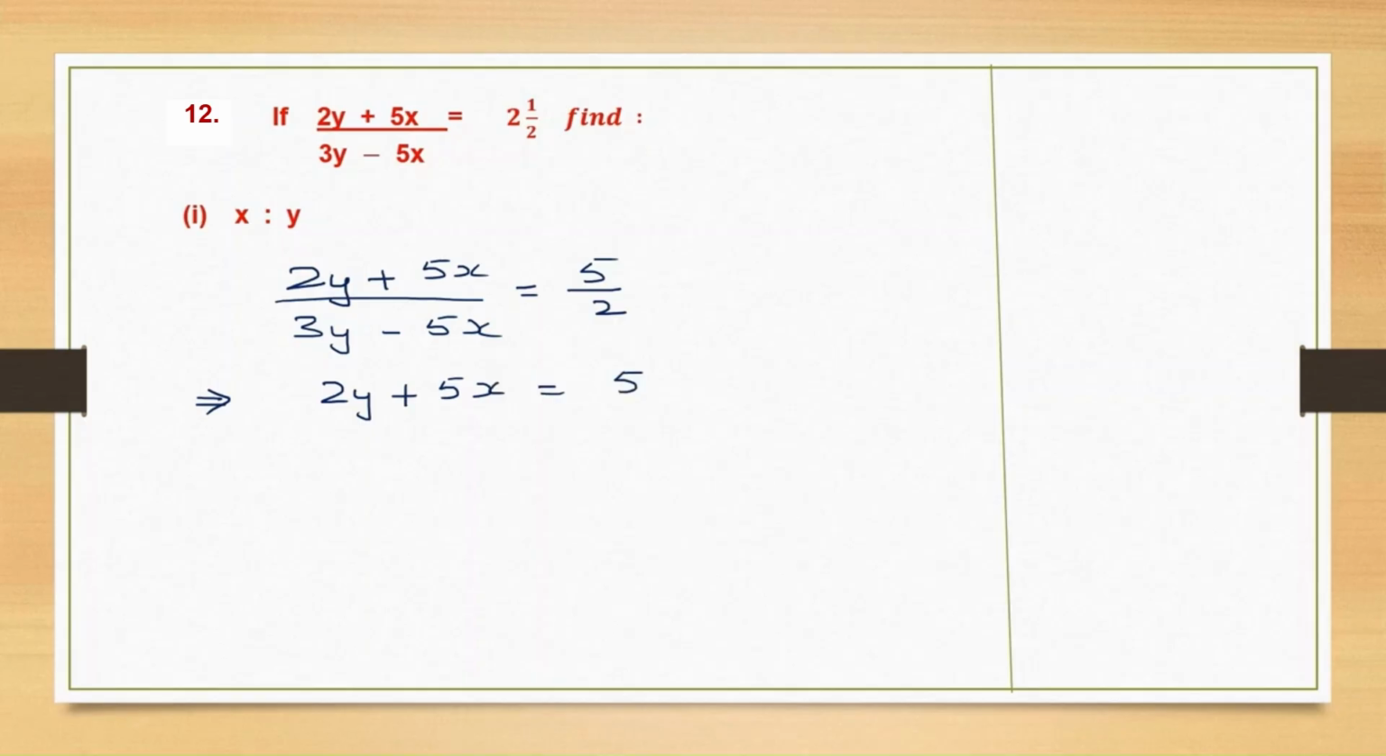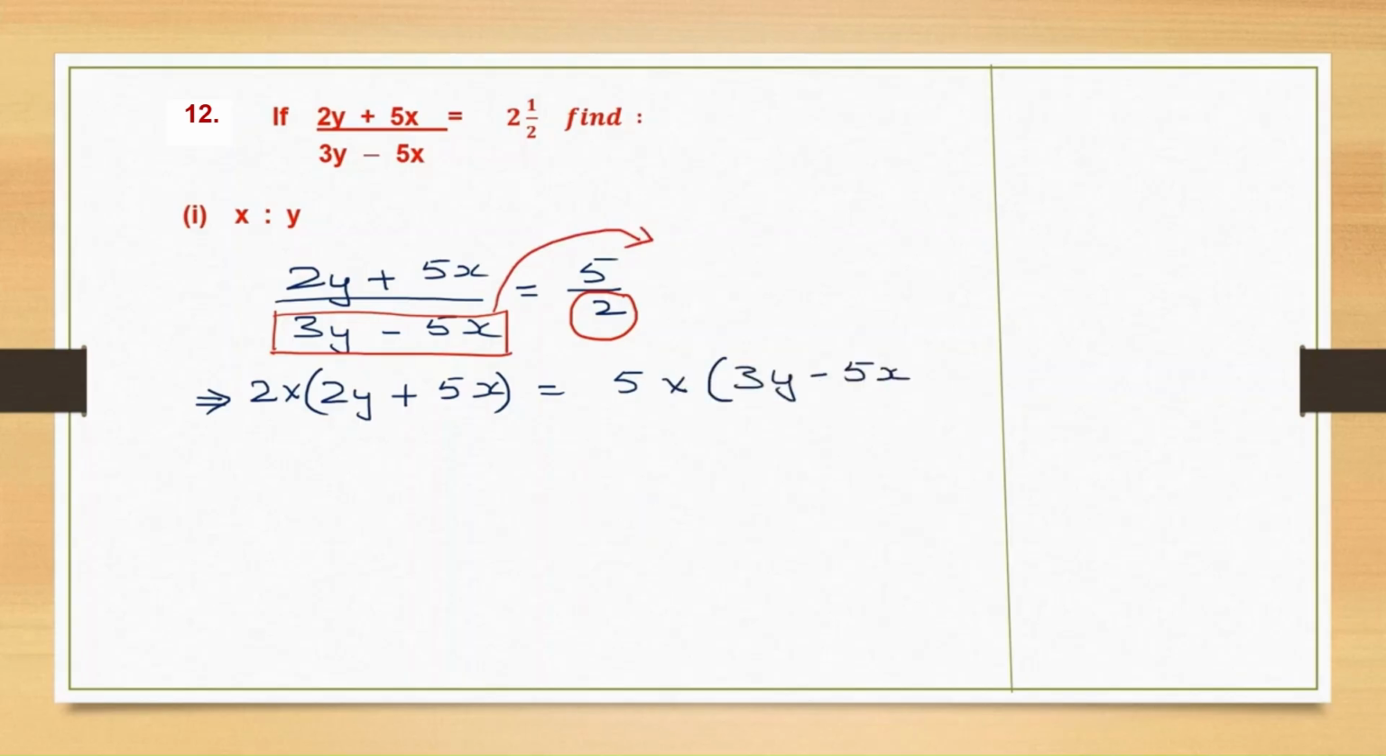Now I'm going to transpose 2 from the right hand side to the left side. So here it is division. So when it comes to the left side, it becomes multiplication. So that is 2 into this set of numbers. Similarly, I'm going to transpose 3y minus 5x, which is division, to the right side. So it becomes multiplication. So into 3y minus 5x.